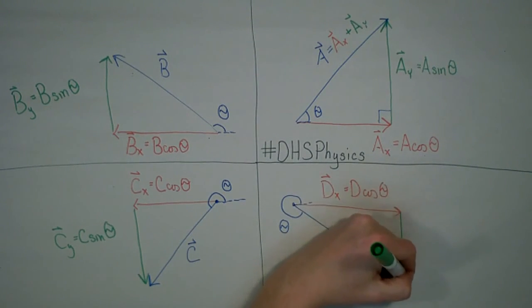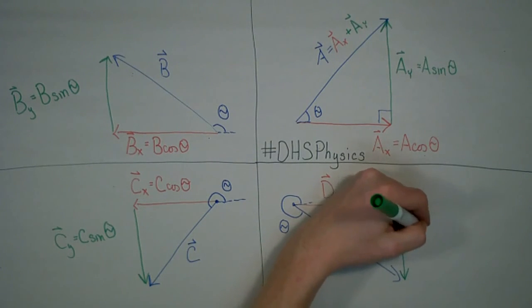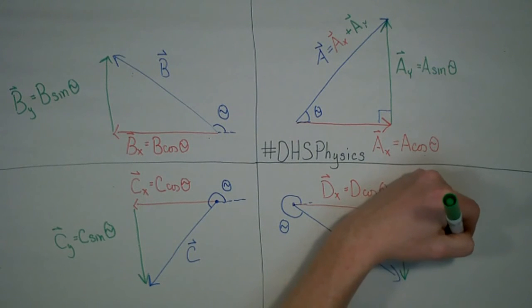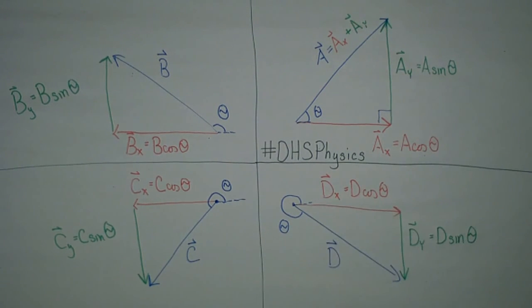And we will have DY, where DY is going to be equal to the magnitude of D multiplied by the sine of theta. And as we've seen with the others, because of the angle, we're going to end up with a positive X component and a negative Y component, meaning that our vector is pointing to the right and down.